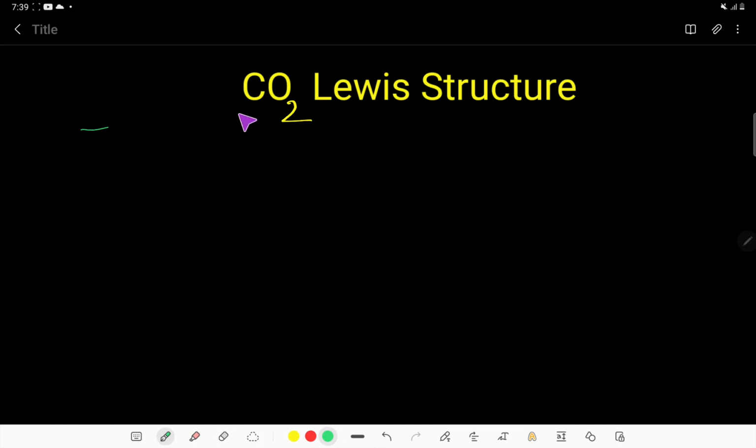So let us first draw the Lewis structure for the CO2 molecule. So look, carbon is an element of group 4A, that is why it has 4 valence electrons, and oxygen is an element of group 6A, that is why it has 6 valence electrons. But here we have 2 oxygen atoms. So basically we have 16 valence electrons totally. These 16 valence electrons will satisfy the octet for carbon and both oxygen atoms, right?